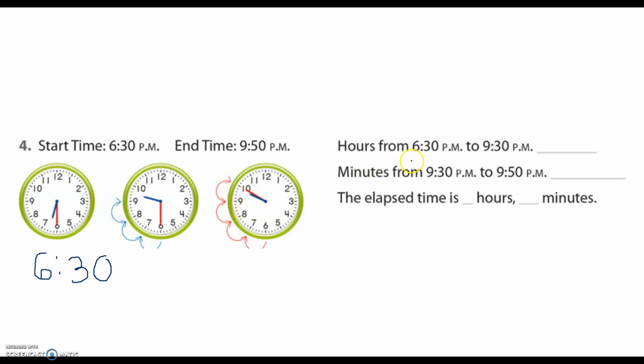The first thing we need to do is count our hours. So starting at the 6 all the way to the 9. 1, 2, 3 hours. Now we need to count the minutes. So from 9:30 all the way to 9:50. Remember, we count by fives. 5, 10, 15, 20. 20 minutes. Now we put it all together. The elapsed time is 3 hours and 20 minutes.